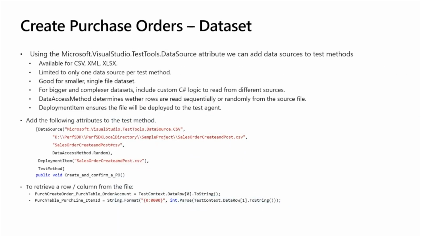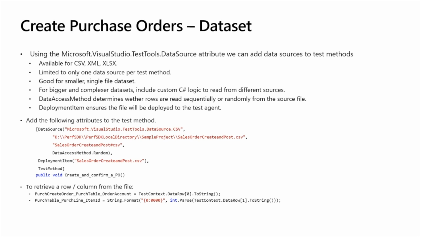Another thing in this scenario is that we will be using the data source attribute instead of reading from Entity Framework or any other option. By using that attribute, you can add a data source to your test context variables. There is a limitation here where you can only add one data source attribute to the test method. So this is only suited for scenarios where you can put everything in one source file.